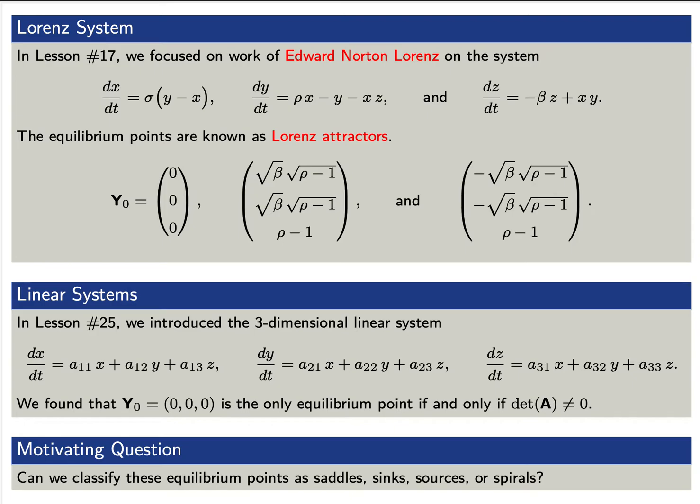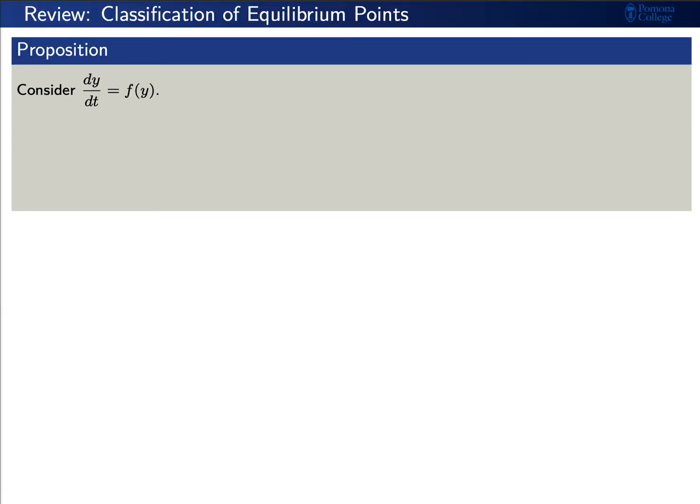Now that we've seen some examples of three-dimensional autonomous systems where we know something about their equilibrium points, we'd like to know, can we classify these equilibrium points as either saddles, sinks, sources, or spirals? To get an idea of how to answer this question, let's first review some ideas on how we classified equilibrium points for other types of systems.